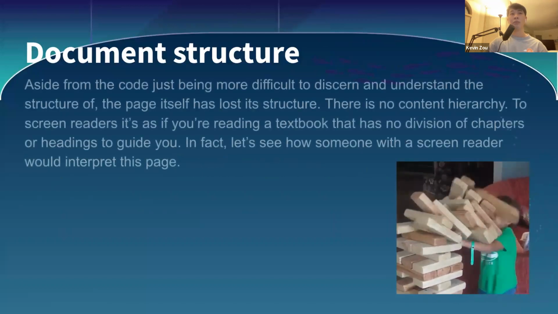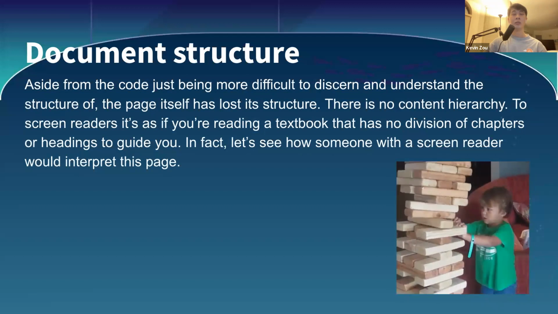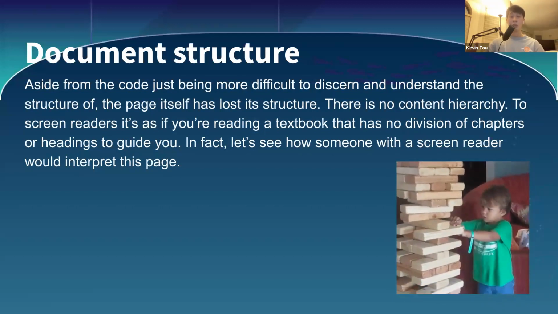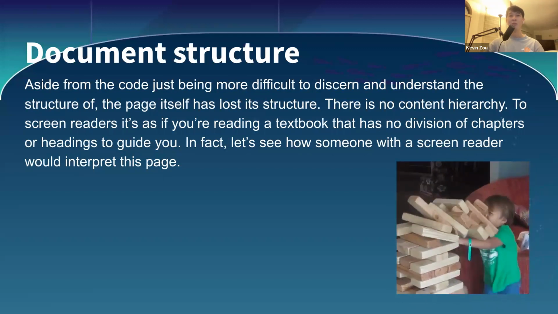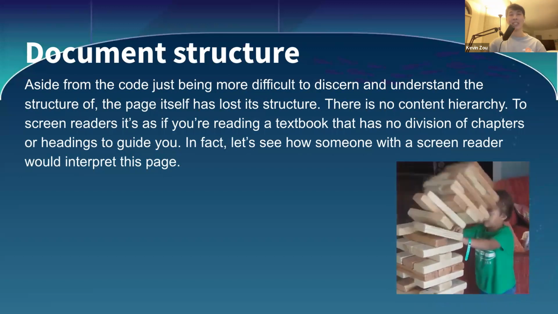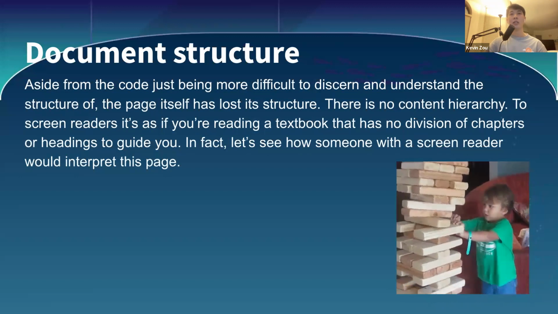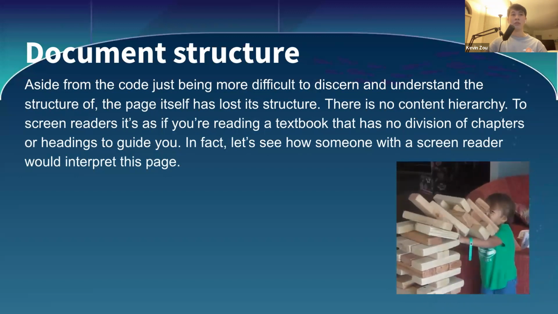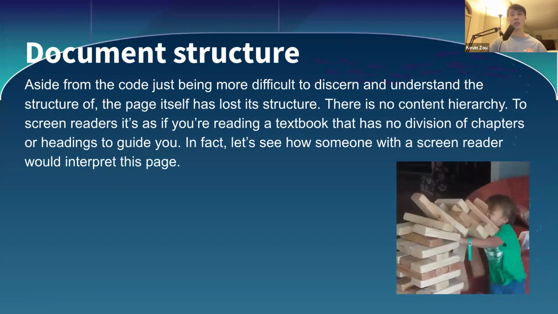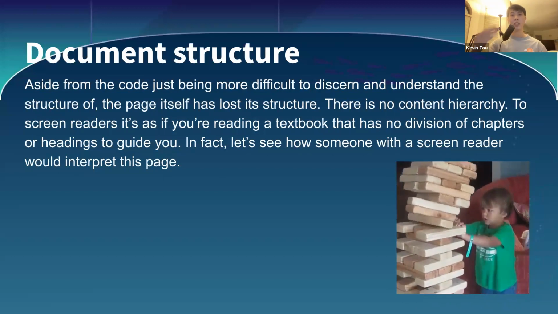We lose a lot of structure when this happens. Aside from the code just being more difficult to read and figure out exactly what's going on, if your code is entirely just divs, how do you know which part is actually relevant as a header and which part is just text? We don't really know. There is no content hierarchy. To describe how this sounds to screen readers, it's as if you're reading a textbook that has no division of chapters or headings that guide you. So it's just one big blob of text.